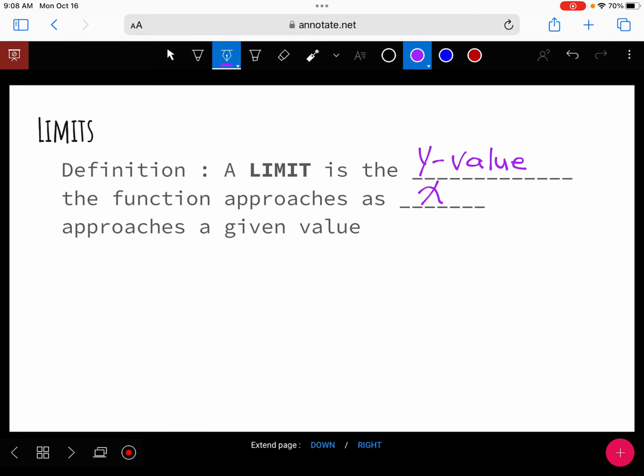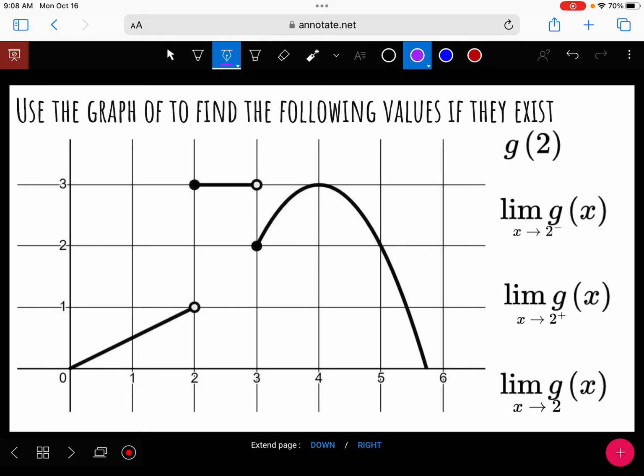It sounds really complicated and weird. I promise it's really not. So this is the picture on the front. It says limits, and it's got this picture. It's this one.